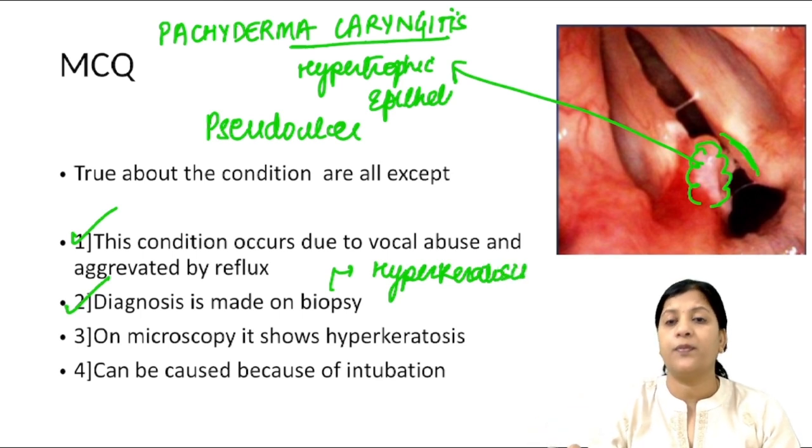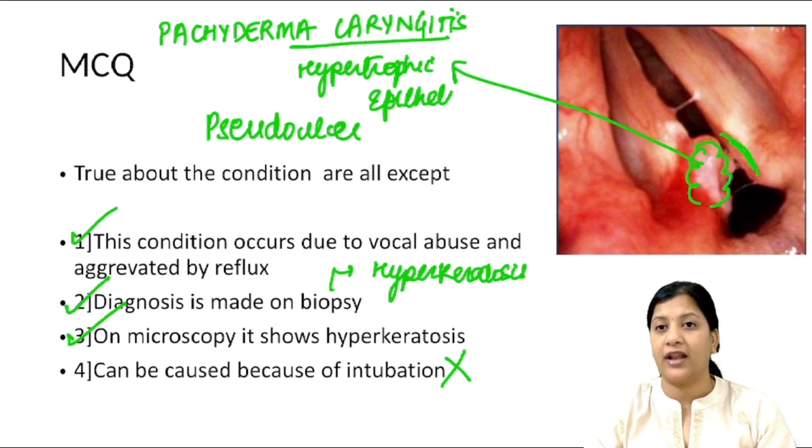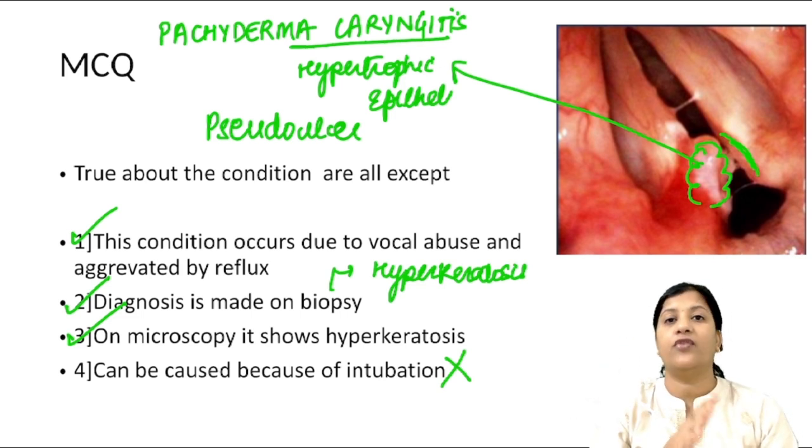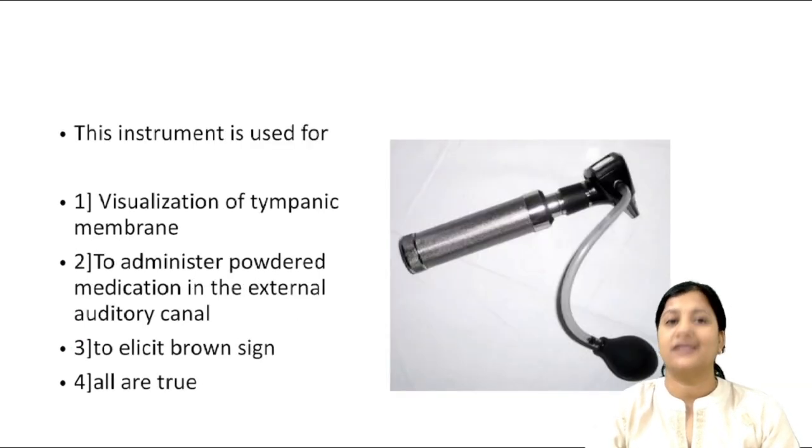On microscopy, you will see hyperkeratosis, so that is the right answer, and can be caused because of intubation is wrong, because intubation granulomas are bilateral and not unilateral, whereas unilateral hypertrophic epithelium with an ulcer on the other side is suggestive of pachyderma laryngitis, contact ulcer, also called kissing ulcer. So that was the first question. Now let us go to the second one.